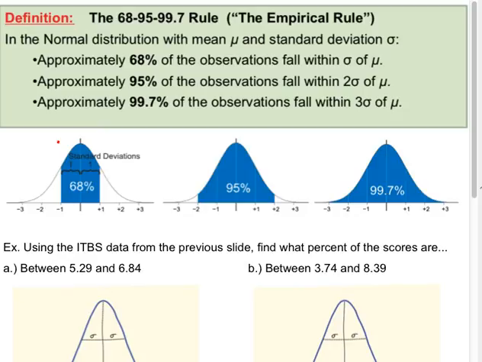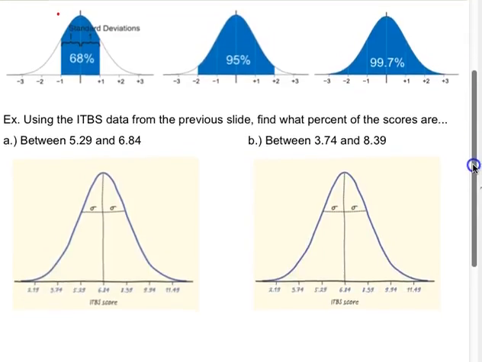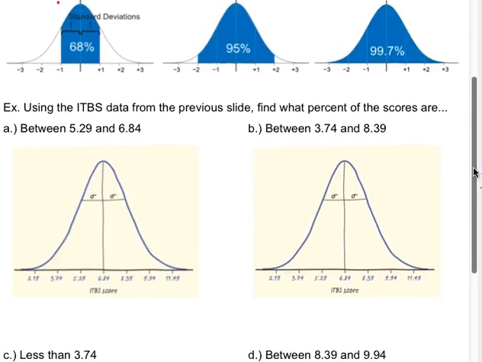Okay. Now, how does this help us? Well, we can use this in doing some calculations. So using the data from the previous slide, find about what percent of scores are, and now I can specify things for you. So for example, I can ask you what percent of kids got between 5.29 and 6.84. All right, so how many kids fall right here?